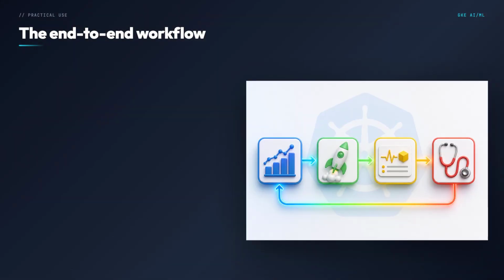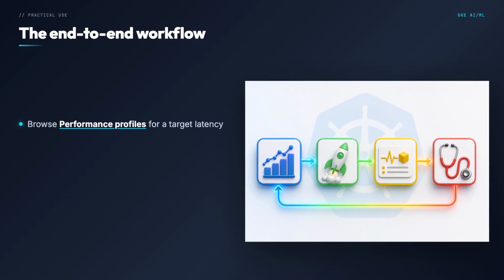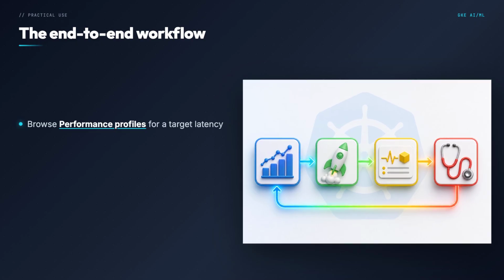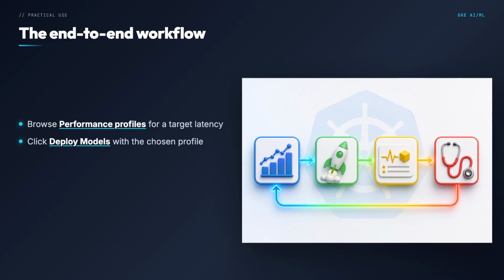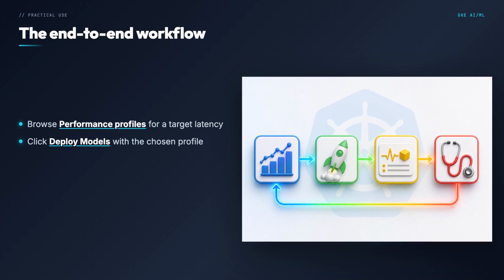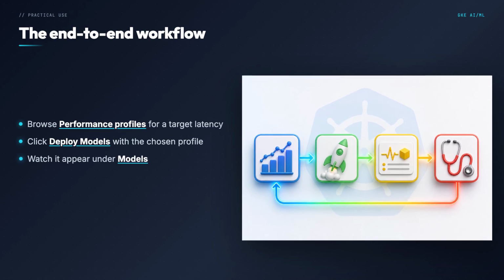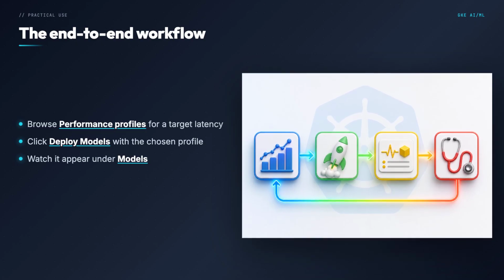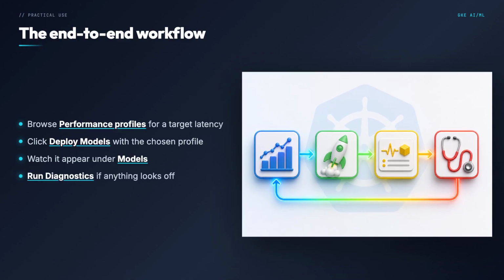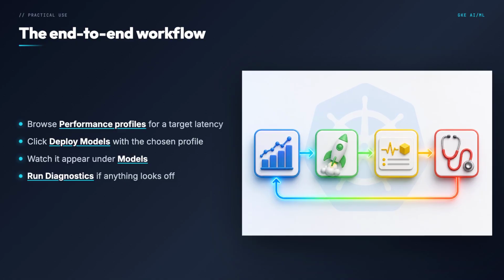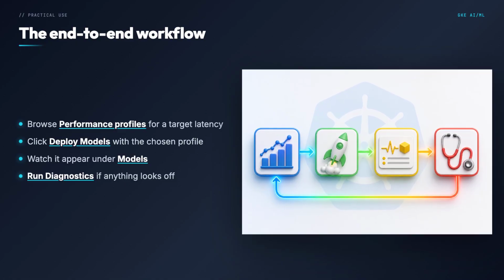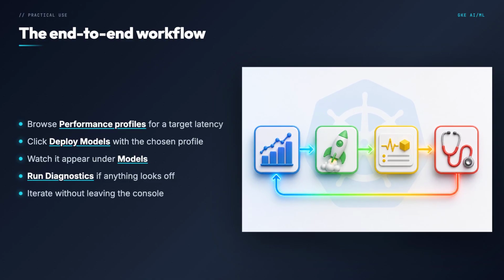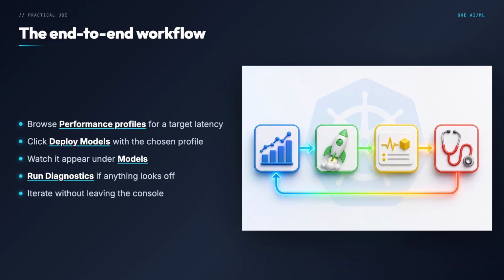Here is the workflow tied together. Step 1. Browse performance profiles and pick one that matches your latency budget. Step 2. Click plus deploy models with that profile pre-selected. Step 3. Watch your new workload pop up under models with green status. Step 4. If anything looks off, click Run Diagnostics and let GKE tell you exactly what is wrong. The whole loop happens in the same console. No jumping into Kubernetes, no opening Cloud Shell, no spelunking in YAML.